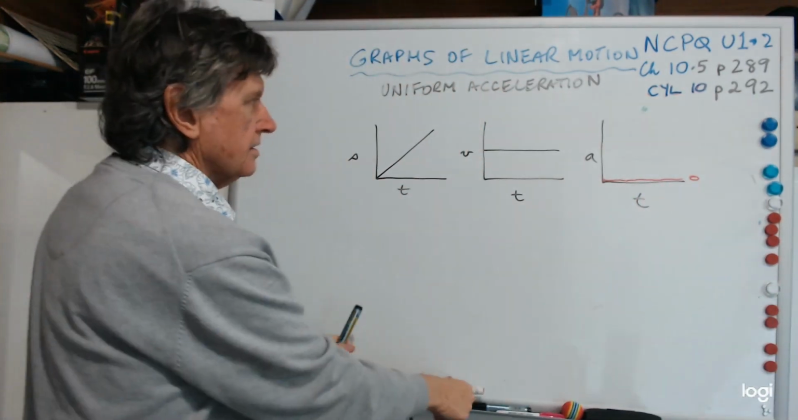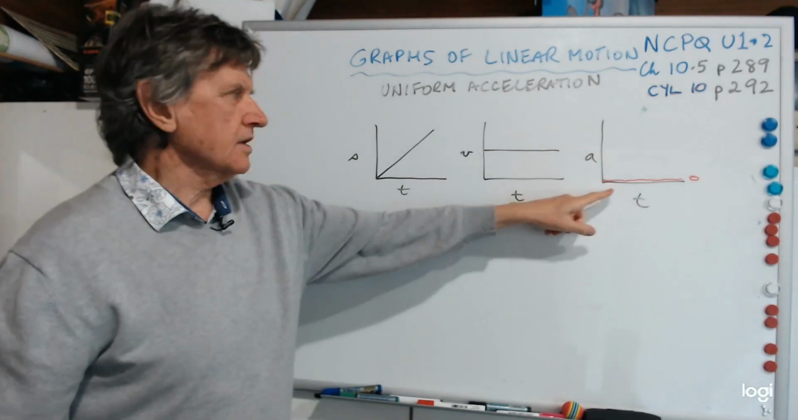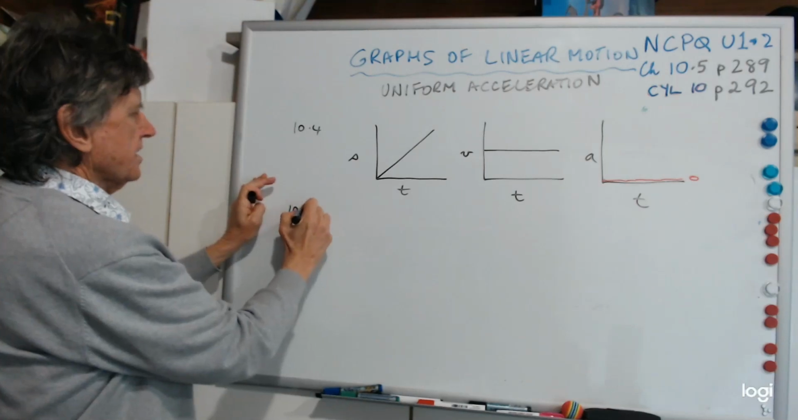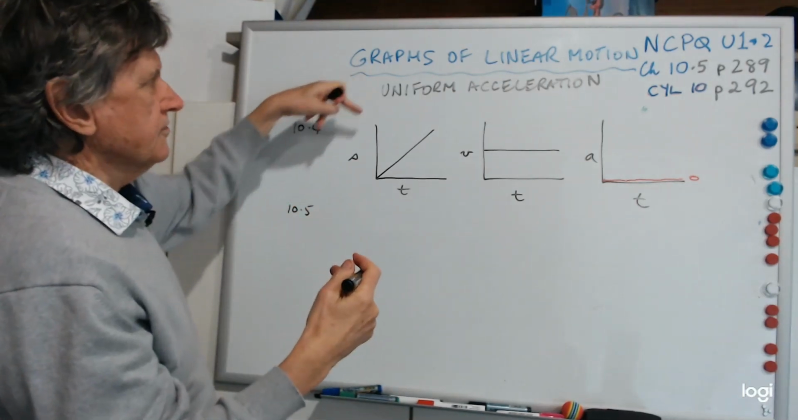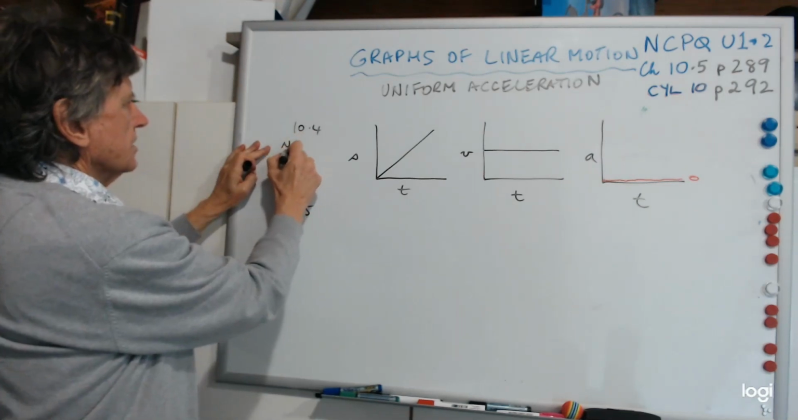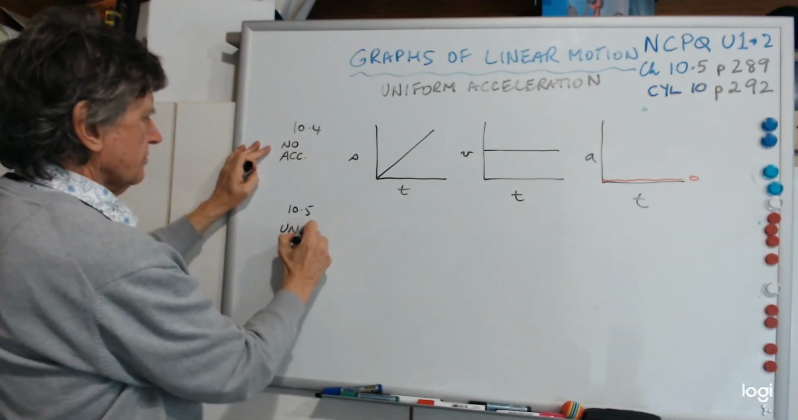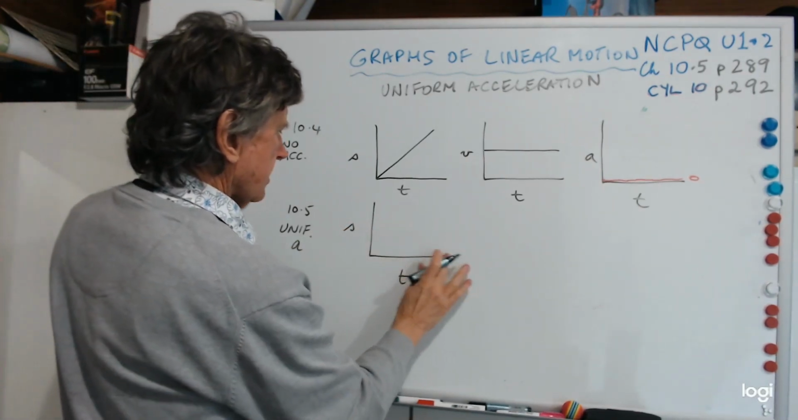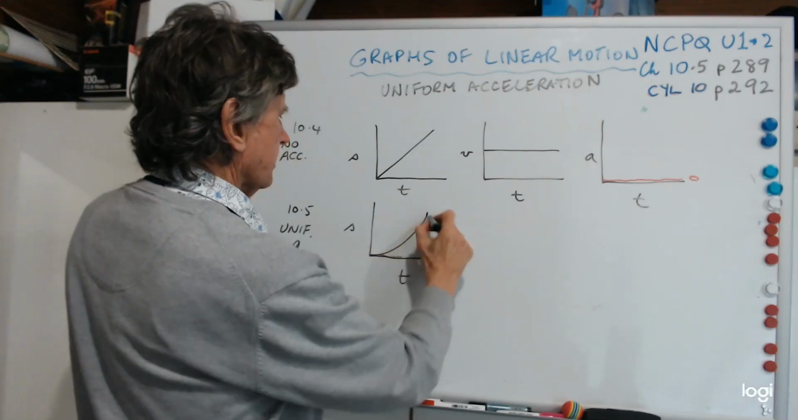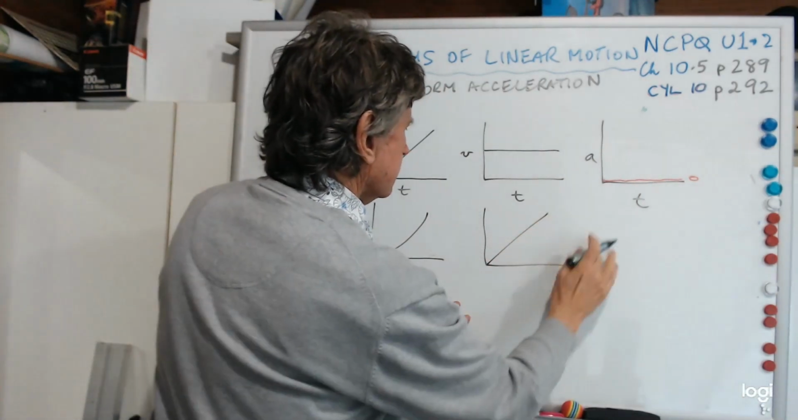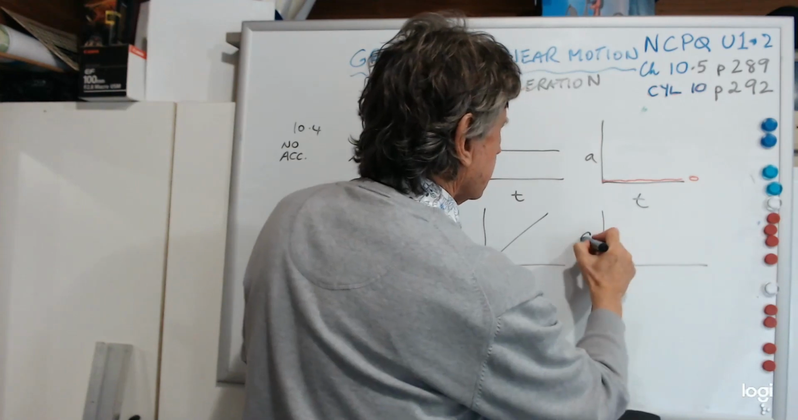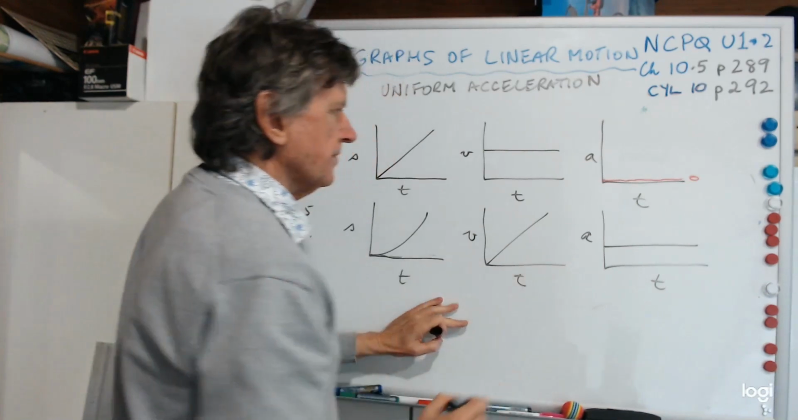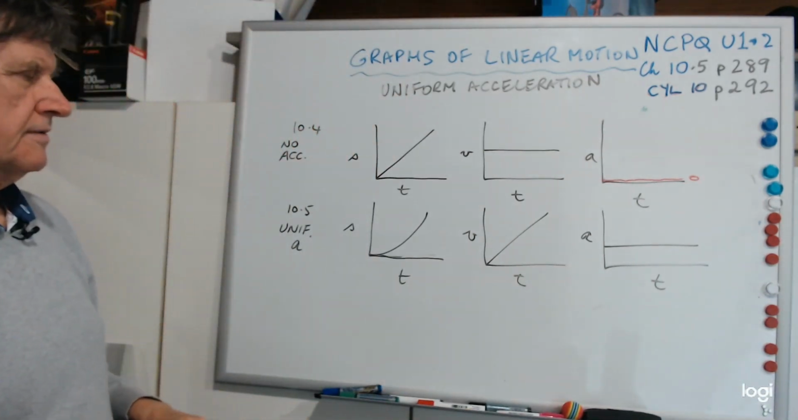Okay. Now, the acceleration there was no acceleration. It kept a constant velocity. So this was 10.4 and 10.5, which is uniform acceleration. This was no acceleration. This was uniform acceleration. And this is what I just drew on the board. ST was like that. VT was like that. And AT was some number there. Okay, so you can see the relationship between the three.